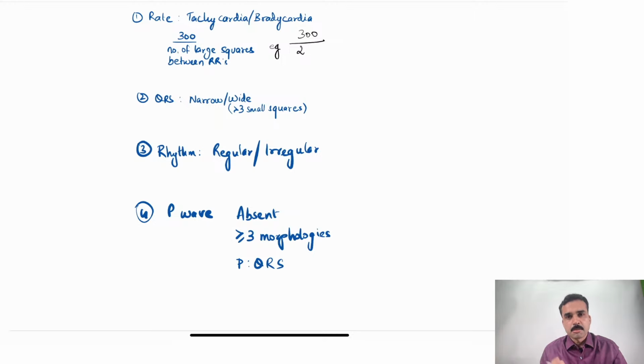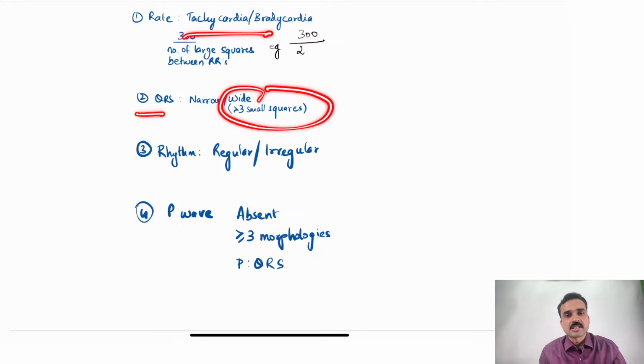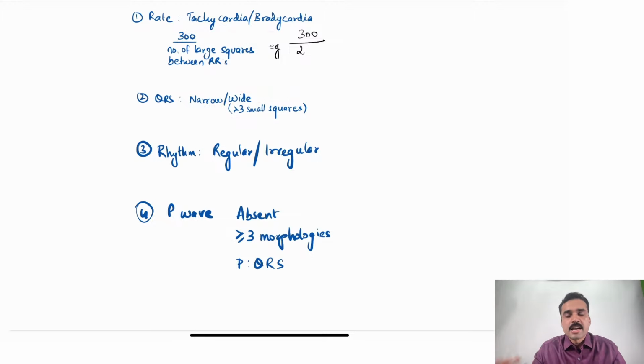Okay, so 300 divided by number of large boxes. So it may be 300 divided by 3, 300 divided by 2. Sometimes it may be even 300 divided by 1. Right, so if the rate is very high, you need to be well versed in calculating. So once you get tachycardia, look at the complex. If it's a tachycardia and the QRS complex is wide, wide complex tachycardia at your level, even at INI level, is always VT, okay, so VT is wide complex tachycardia. Then you proceed to what the question is asking.